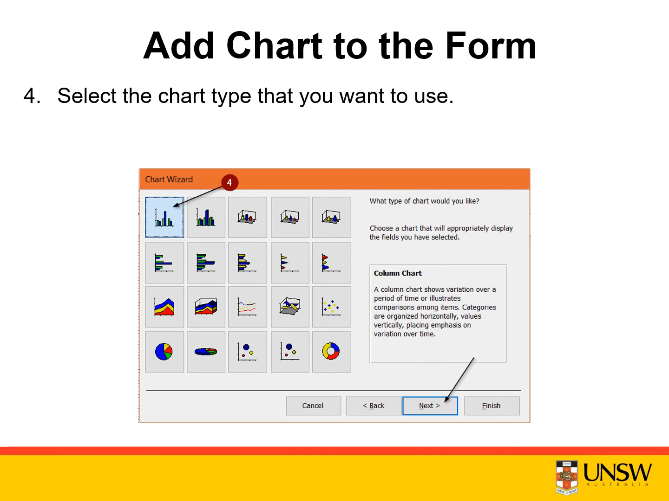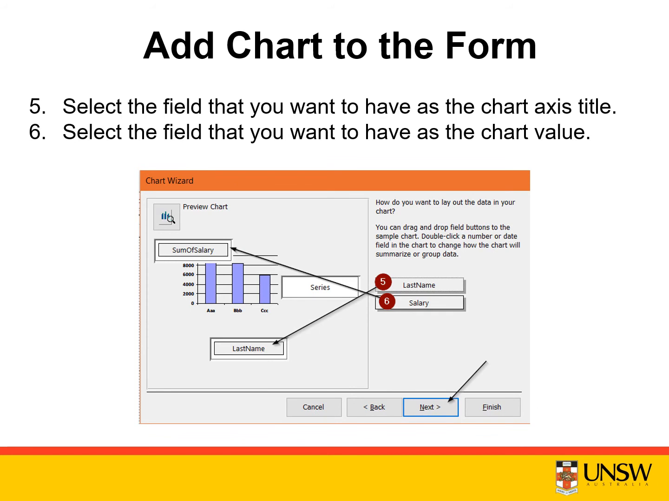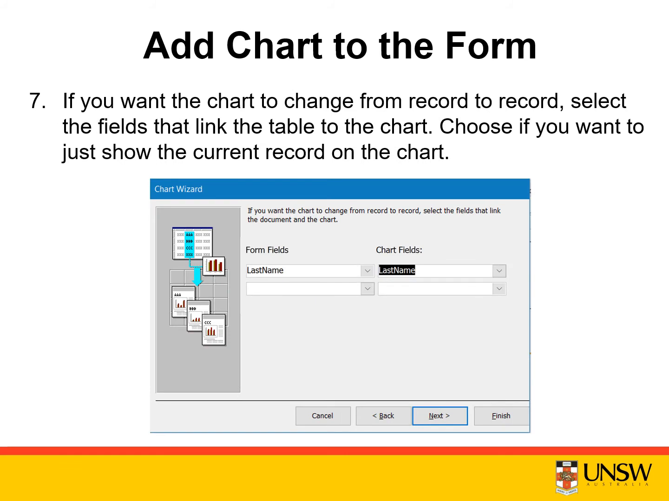Now you should select your desired chart type and click the Next button. Based on the selected chart, in this step you should select the field that you want to have as the chart axis and the field that you want to have as the chart value. Here you should select if you want to see the values of all the records on the chart at the same time, or you just want to show the current record. It means that by changing the records, the chart just shows the values of the current record, or it shows all the values simultaneously. If you prefer the chart values are updated from record to record, select the fields that link the table to the chart. Otherwise, leave them blank.